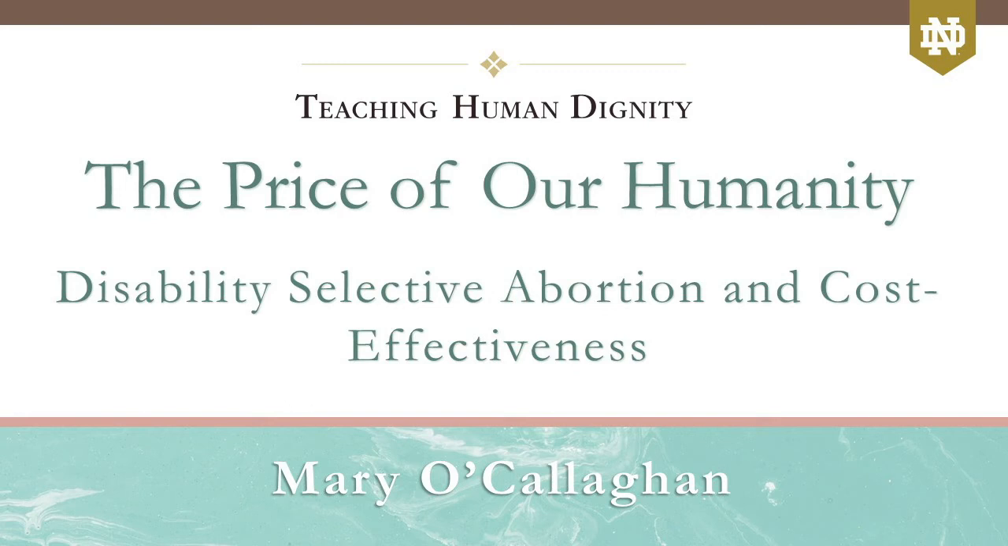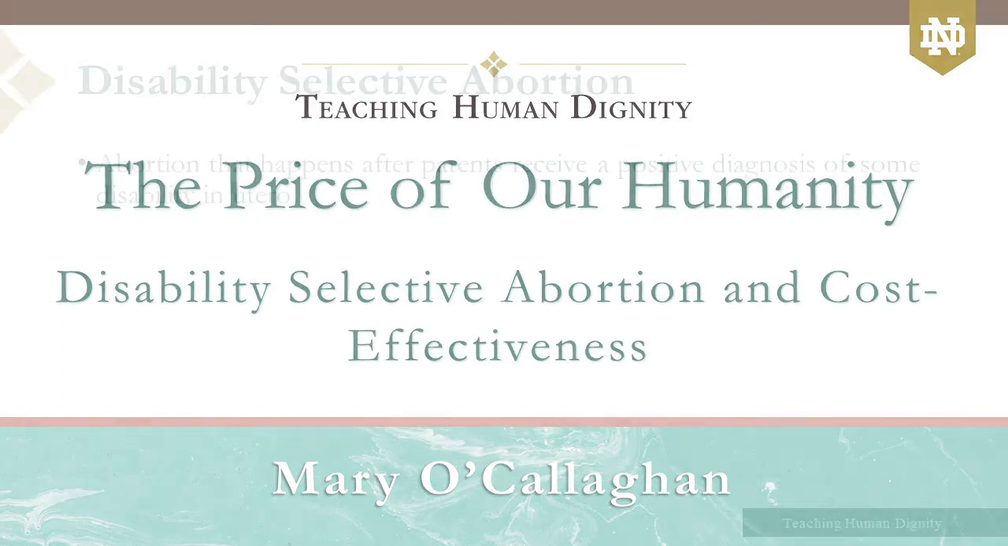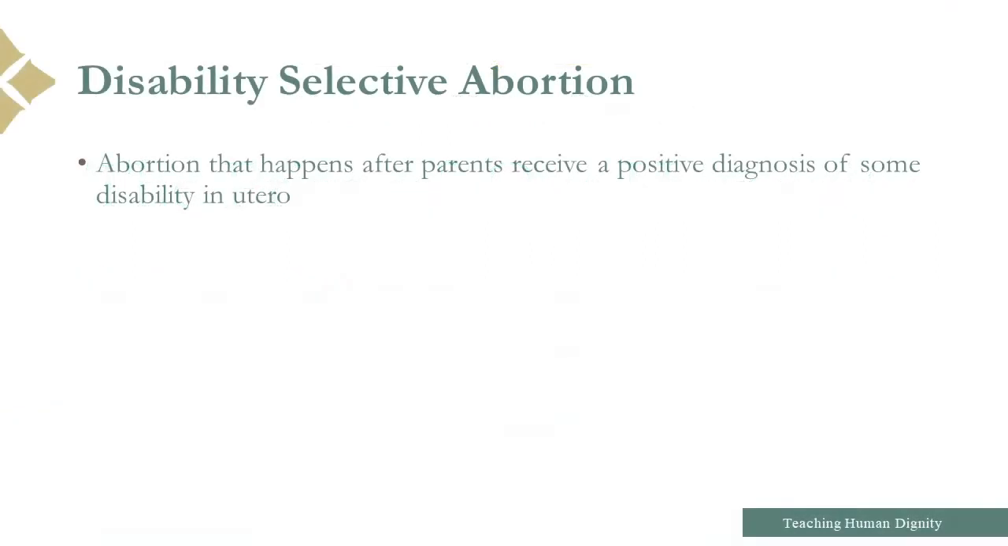I am just getting started on some research about the economic side of prenatal testing and disability selective abortion. Most of you probably know that's just the abortion that happens after parents receive a positive prenatal diagnosis of some disability in utero. And as you probably know, it's fairly high. For example, the best figures we have are for those children with Down syndrome.